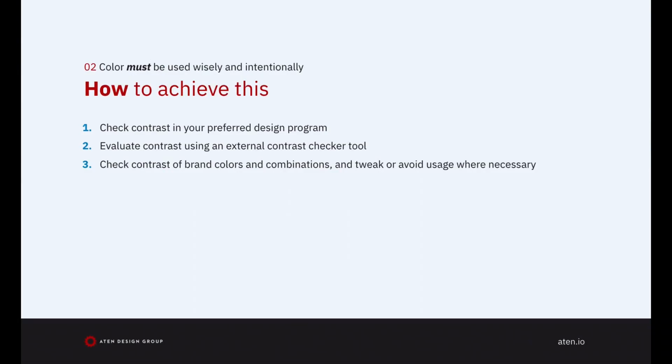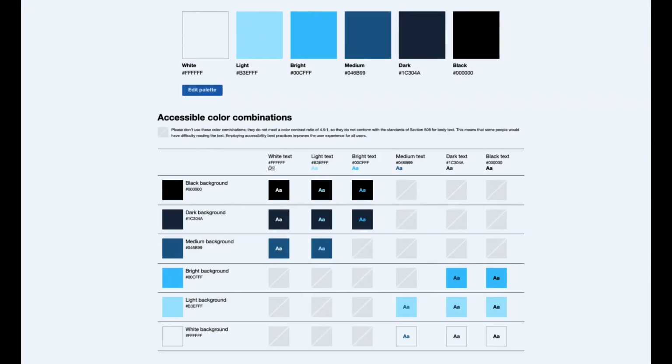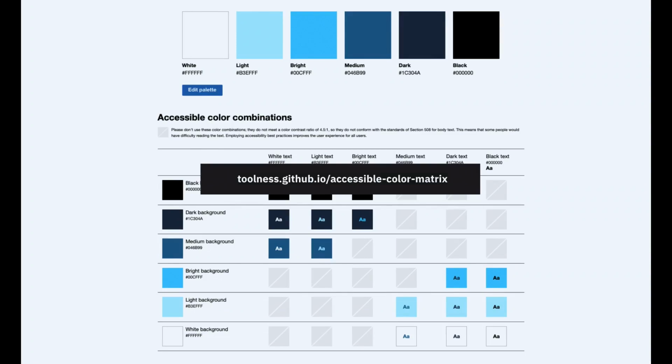Next, we want to make sure that we check contrast of brand colors and combinations and tweak this where necessary. Again, there are tons of options out there. I'll just put the link up to whatever this one is. So this one, you put in the colors that you're working with, and it will show you the various combinations that you can work with. You can see the black with the bright blue works, and the black with the light works, and it gives you all the combinations that pass the 4.5 to 1 for normal text.